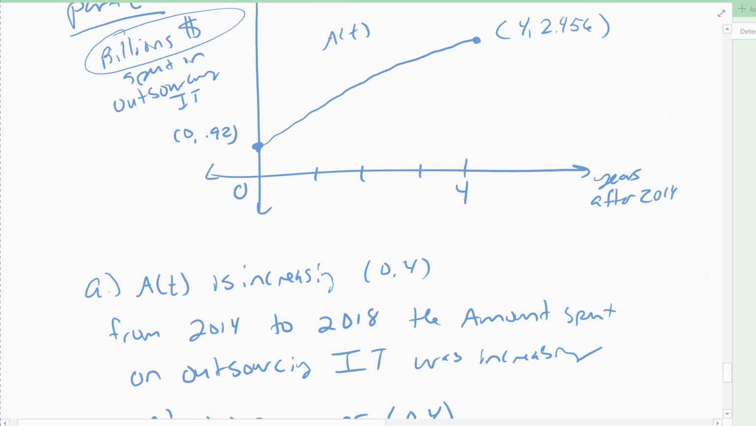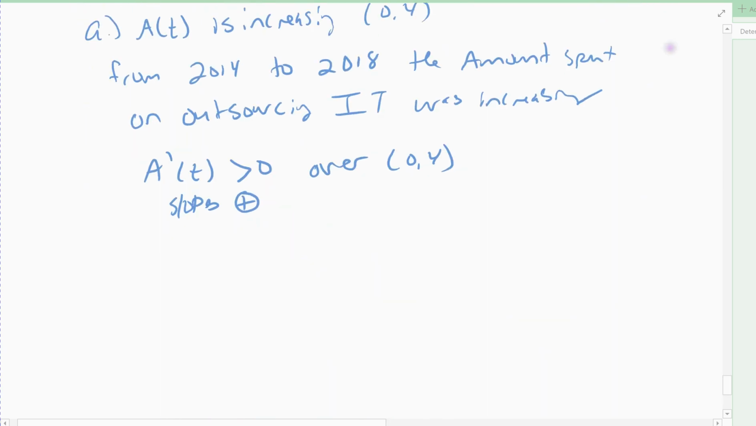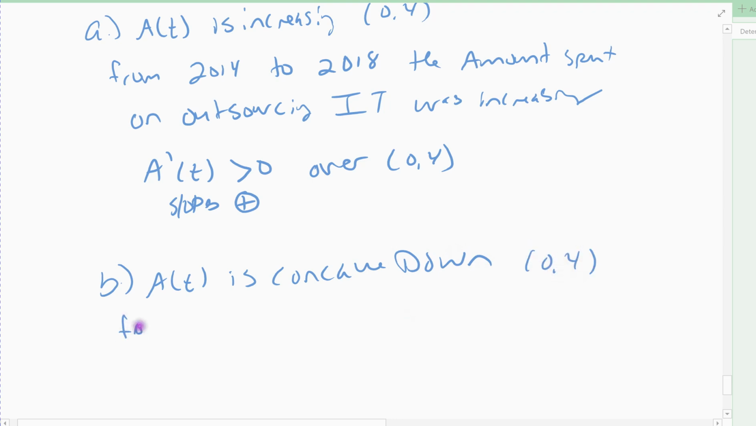All right, that's why it was important to see a little bit more of the graph, because here it might be hard to tell, since it's very, very subtle, that it's concave down. But if I looked at more of the graph, it was a little easier to tell, especially that beginning piece. So part B asks if it's concave up or concave down. Well, it's concave down, and it never switched directions, so it's concave down over the entire piece. From 2014 to 2018, it was concave down.